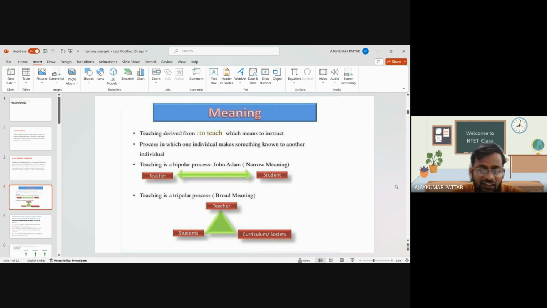If teacher is there, student is there, curriculum is there, but proper environment is not there, then the teaching process will be hampered. That's why teacher, student, curriculum, and learning teaching environment all will build the teaching process. Now teaching is a quadripolar concept. Clear everyone up to this?